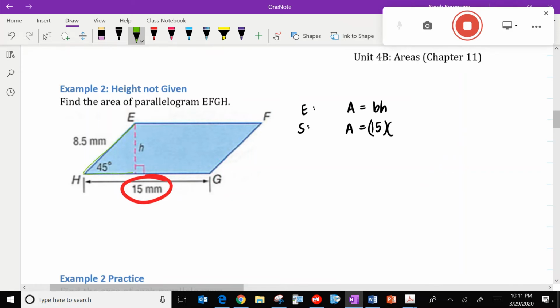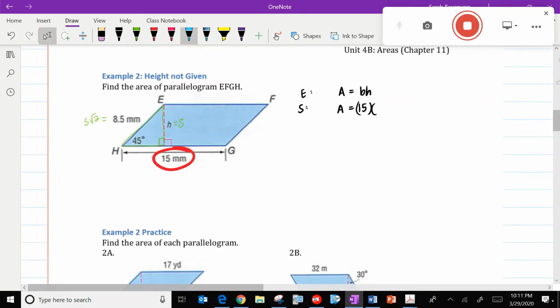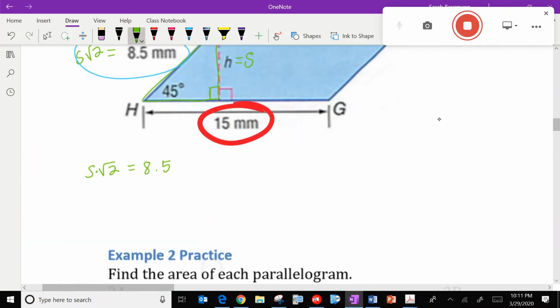The height, they told me, is h, but I need to figure out what the height is by using this 45, 45, 90 triangle. So I'm going to label my sides. I have S radical 2, and this side, the height is equal to S. So remember, if I can solve this equation right here, for S, then I'll know S and I'll know the height. So I need to solve S radical 2 is equal to 8.5. To solve that, it's S times radical 2, so I need to divide by radical 2 on both sides. So I get 8.5 divided by radical 2.